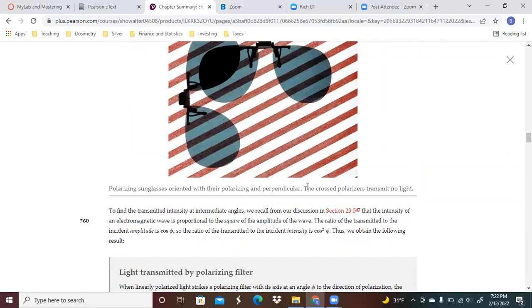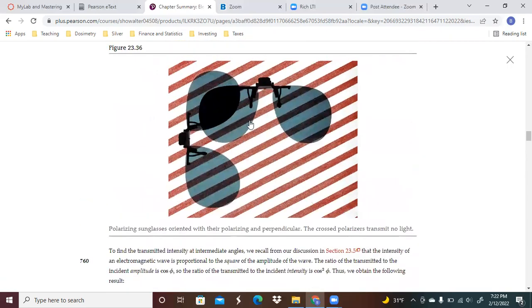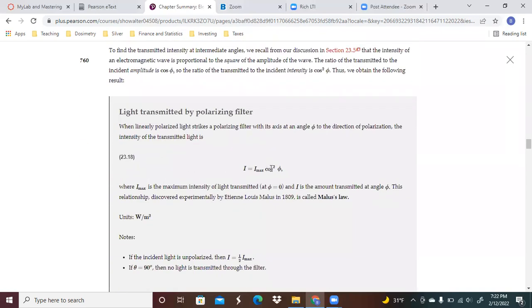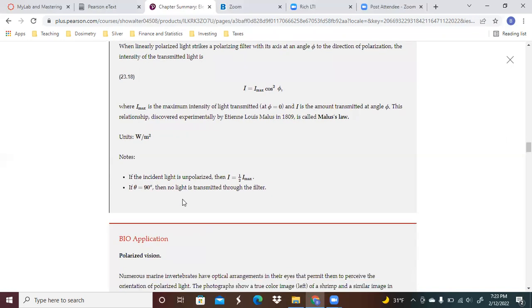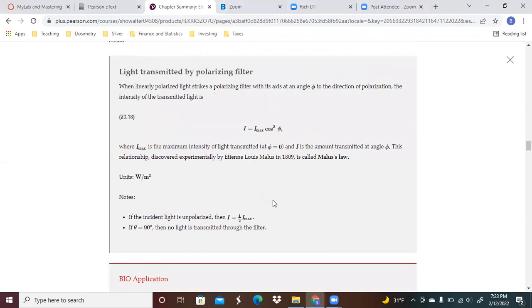So we can see that same kind of thing going on here with sunglasses, with polarizing and having it be perpendicular. And so this is Malus's law. Again, this intensity is going to be in watts per meter squared. If the incident light is unpolarized, then this is what we come up with. If theta is equal to 90 degrees, then no light is transmitted through the filter.